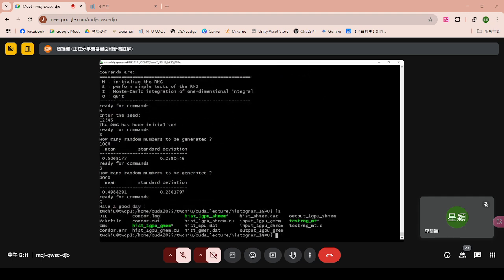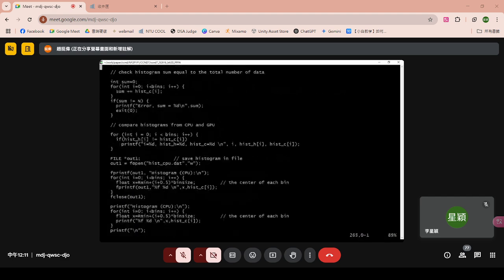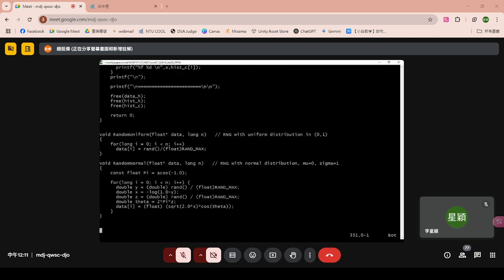So you can see the histogram. For one GPU, for example, in global memory .cu, there's a routine, random normal. This is exactly the routine used to generate the random number with the Gaussian distribution, or normal distribution. We're using the Box-Muller method.